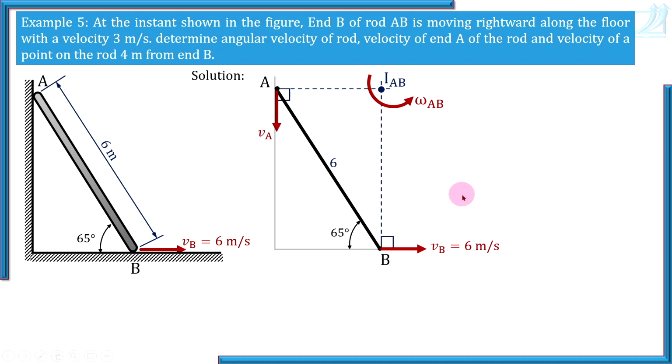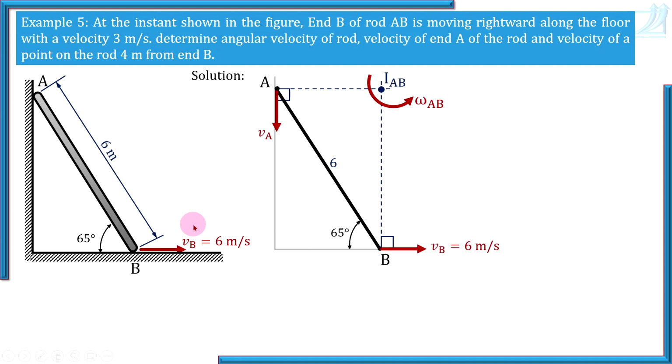It means at this instant rod AB is rotating about this point, I_AB. I for ICR, instantaneous center of rotation. We are going to label the ICR with the letter I. I_AB means center of rotation of rod AB. So rod AB at this instant is rotating about this point. This is the center of rotation of rod AB at this instant, and rod AB is rotating in the anti-clockwise direction. Can you visualize this motion?